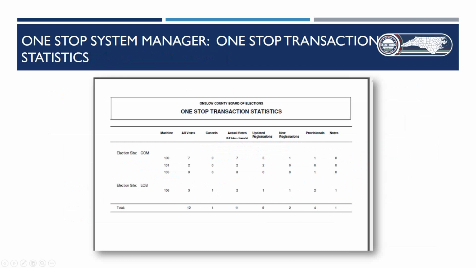So where that first statistics report that you saw was for that machine only, this report covers all machines. And certainly when you go to run the report, there'll be criteria options. If you need to narrow it down to just one particular site, you can do that. But this is a running total of everything that has been transferred into One-Stop System Manager and therefore into the voter history.